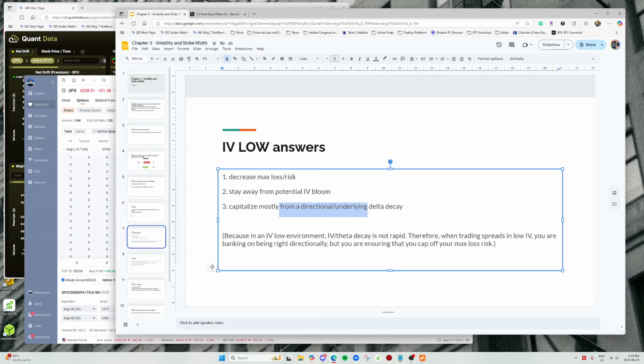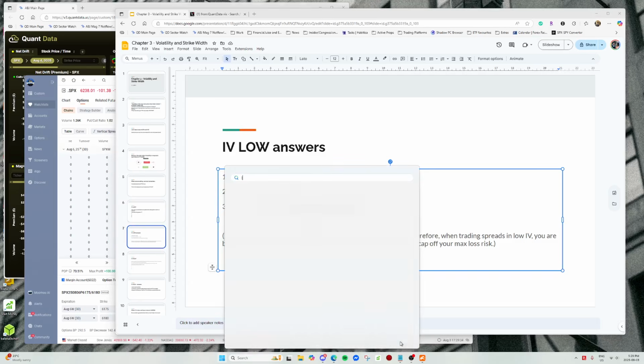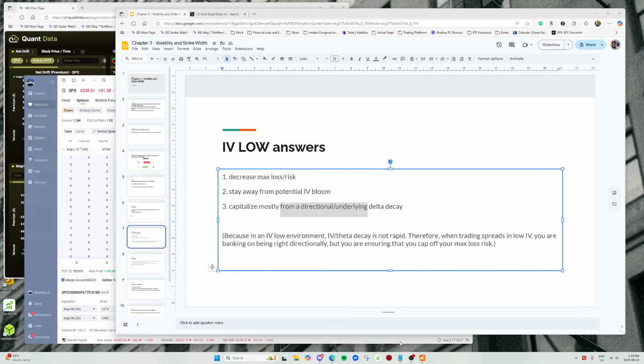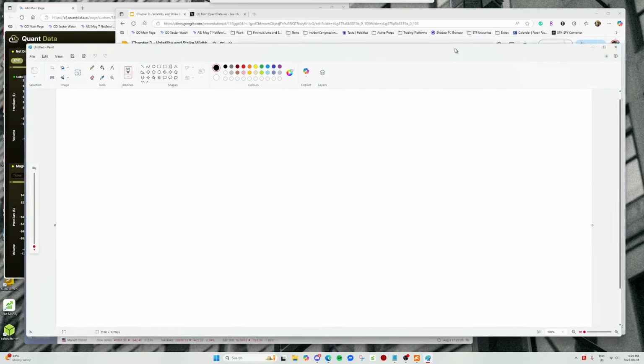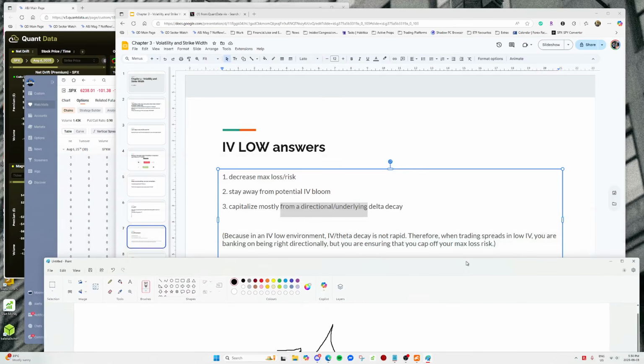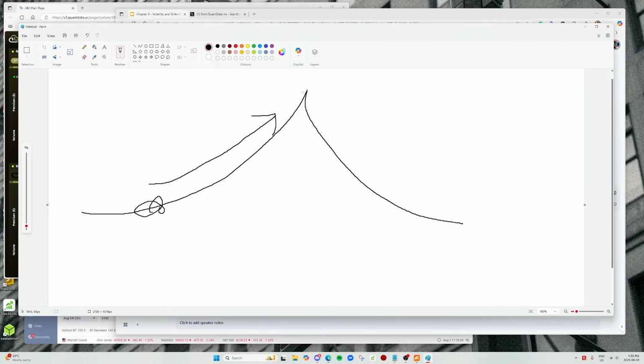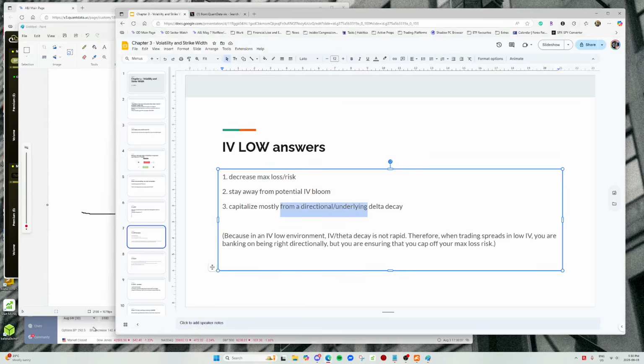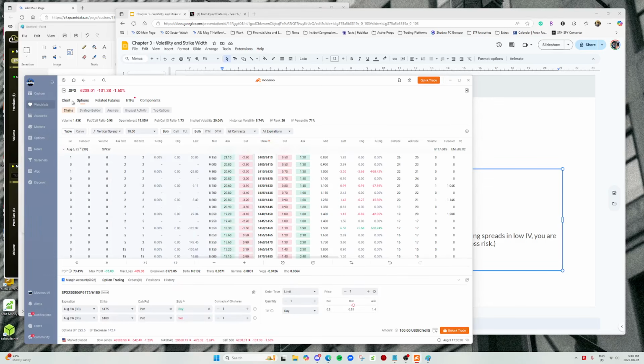What does that mean? We know that based on this picture, based on IV, we can go like this. This is what it does. It mean reverts. So when we start selling at a time like this, we are at risk of price doing this, IV bloom, and then we're in trouble. Because this isn't pricing in the options contracts that much, when we're selling here, we're really just banking on price moving directionally.